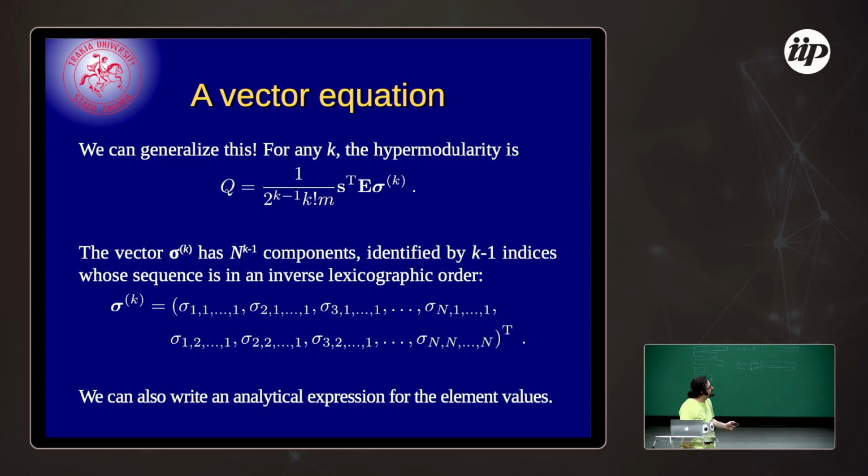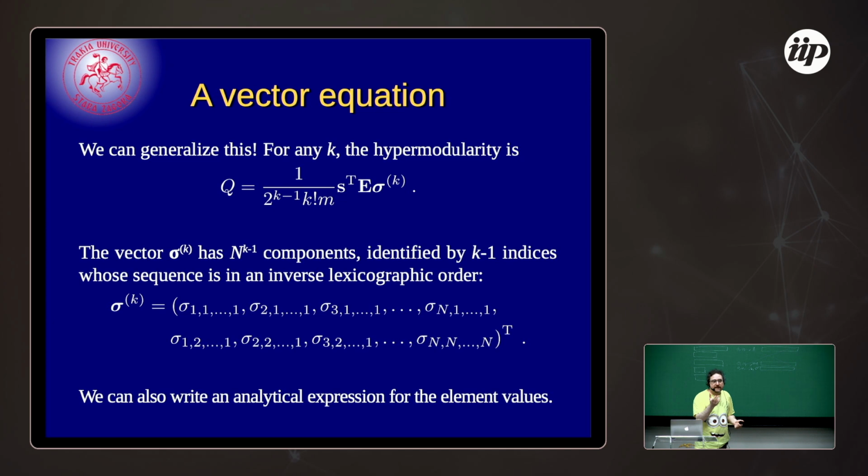This part here. So basically, we can generalize the whole thing. The hypermodularity has 2 to the k minus 1, k factorial m from there. This is the same as before. On the left, we have a vector with n nodes, which is the assignment. And on the right, instead of sigma 3, we now have sigma k, because it's the generalized one. This has n to the k minus 1 components.